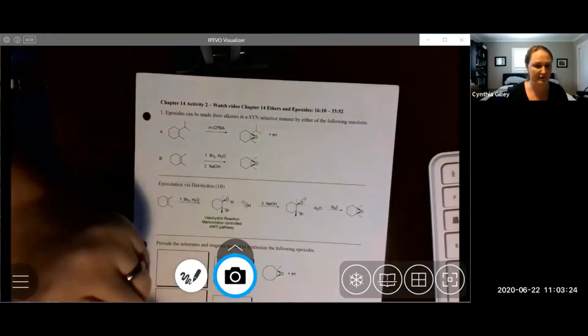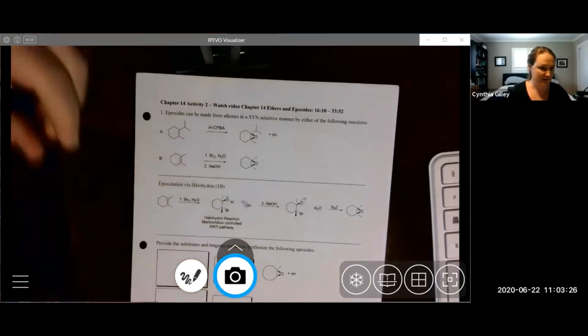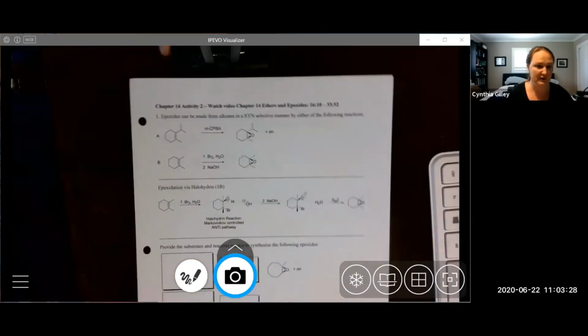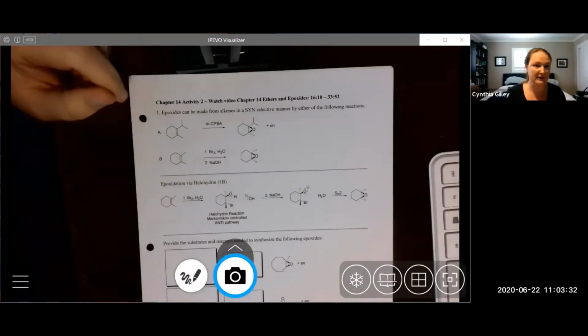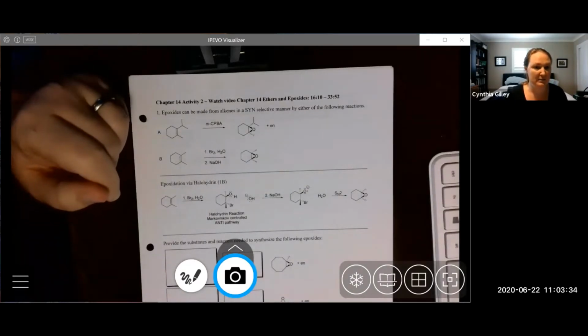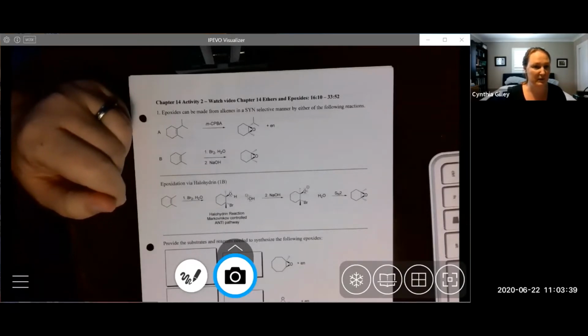We have chapter 14, activity 2 today. And it's going to be talking about mainly epoxides. So how do we make them and what can we do with them?